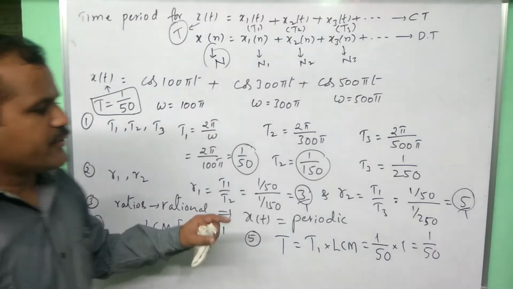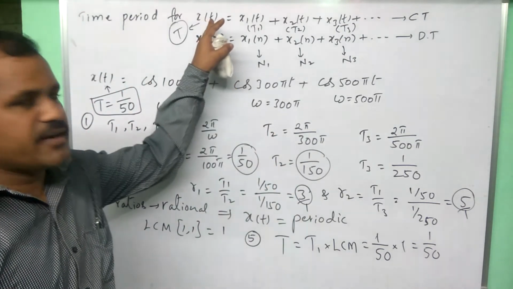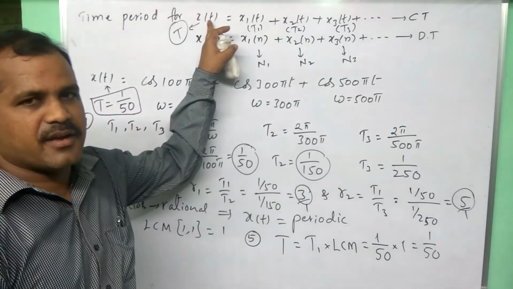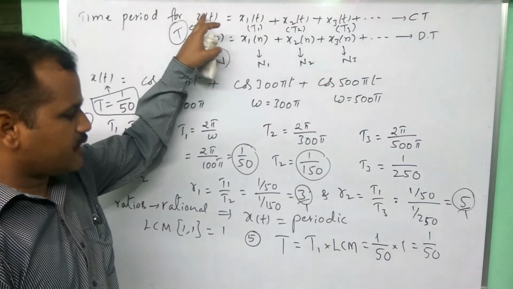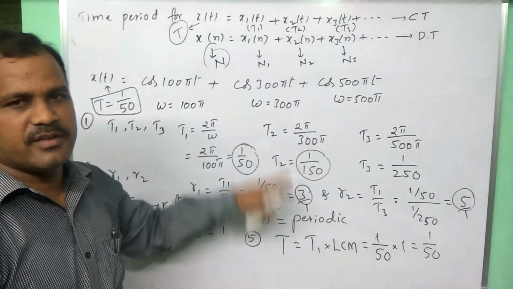Fine. Like that we can calculate the time period. First we can determine whether the given signal is periodic or not, and then if it is periodic, how to find the time period like this. We can easily calculate, right?